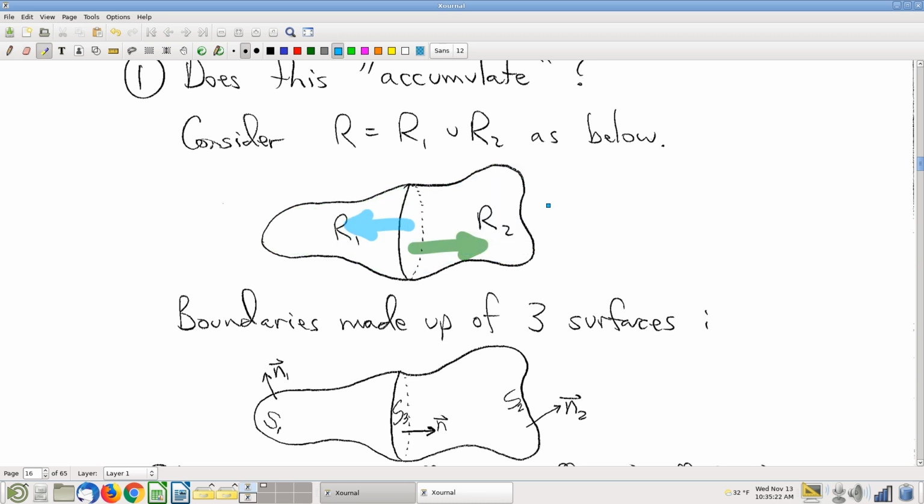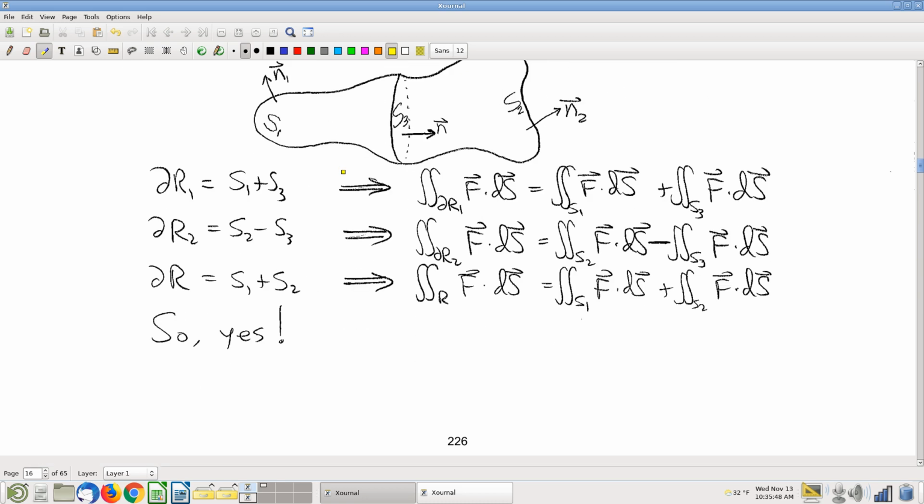Right? So, sure, this face is going to show up twice as we write down all of our outward-oriented boundary fluxes, but with opposite orientations. It's going to show up oriented to the right as part of the boundary of R1, but it's oriented to the left as part of the boundary of R2. And so those terms are going to cancel. And here's that cancellation explicitly right there. Right? So one orientation as part of the boundary of R1. Same surface, opposite orientation as part of the boundary of R2.